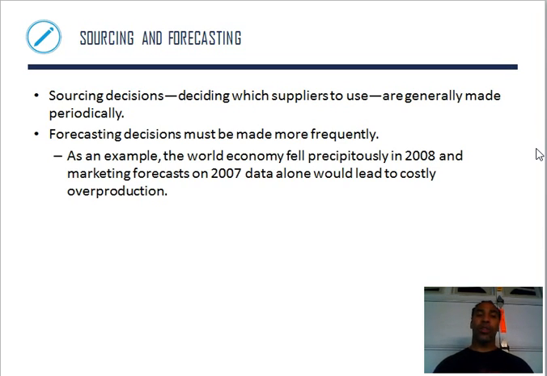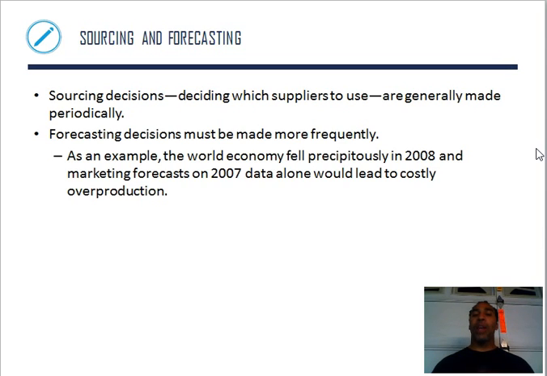Sourcing and forecasting. Sourcing decisions, deciding which suppliers to use, are generally made periodically, right? So on a yearly basis, we don't decide every month, hey, let's send our outsourcing over here or over there. Forecasting decisions are made more frequently. So for instance, in my company, we forecast on a monthly basis. We forecast for the year, but then it's split up month to month.